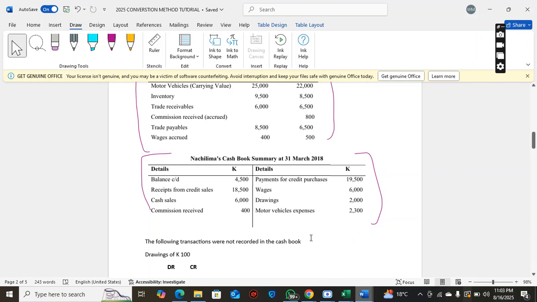Yes, the cash book summary. Yes, because those transactions were done with cash. So you're following, Mr. Chimunya? You are saying no, sir. Me, I'm getting confused, but now you're following.